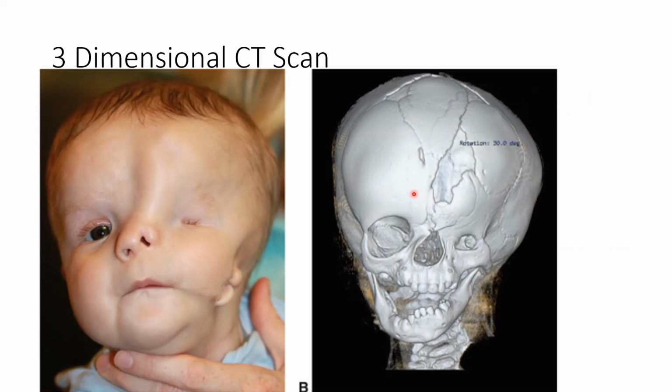Then there is this three-dimensional CT scan which can give you a picture like we see the live skull bones. This is the three-dimensional CT scan of this small child with the craniofacial abnormalities.